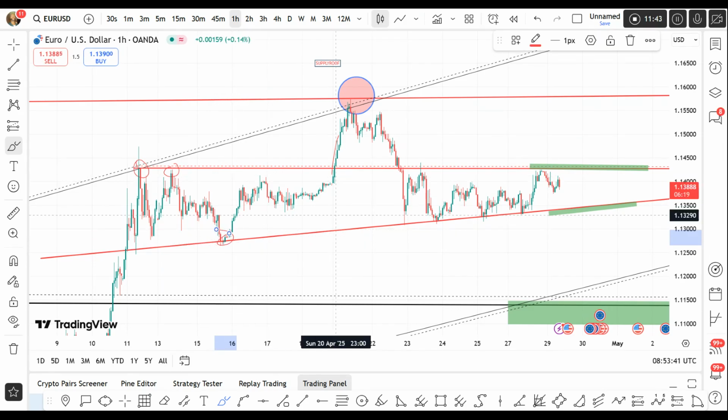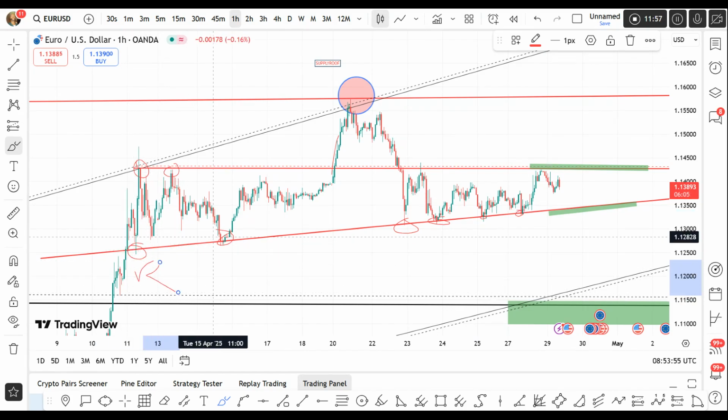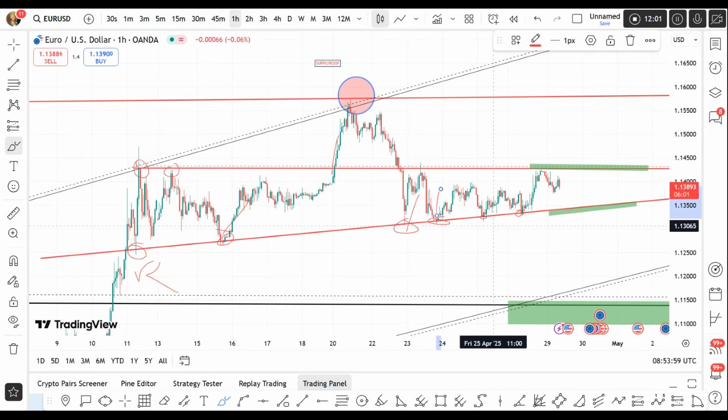Buy liquidity, buy liquidity, buy liquidity. Another one. So they're about another one. This is break of structure. This is retest. Buy liquidity 1, 2, 3, 4, 5.